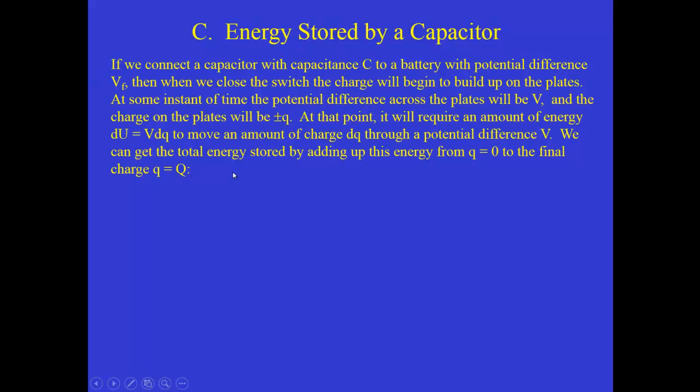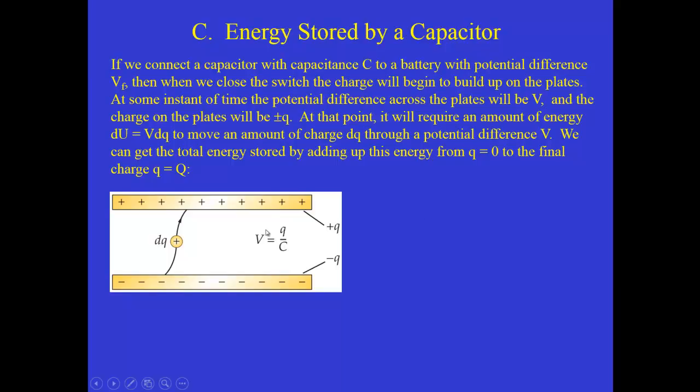So we can set up an expression to calculate the total energy by adding up this quantity dU from Q equals 0 when we close the switch and the capacitor starts charging up to the final charge, big Q. So here's the picture. We imagine that at some instant in time, the potential difference across these plates is V, which is Q over C, and then to add an additional amount of charge dQ would cost the amount of energy dU is V dQ. So delta U then would be the total amount of potential energy that it requires, the potential energy change that's associated with moving all the charge from the battery to the capacitor plates.